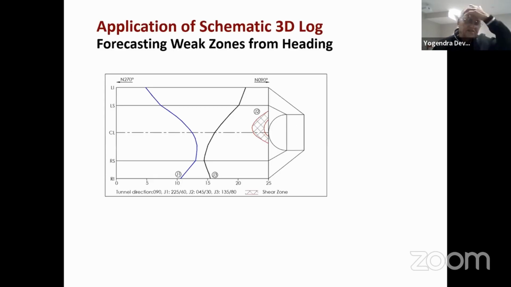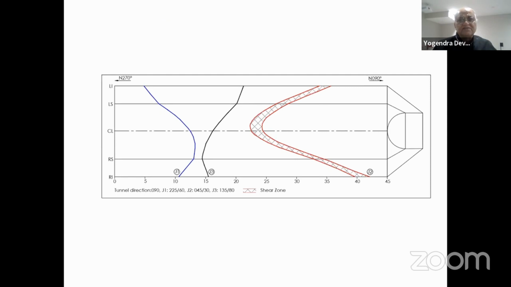In the construction, I will give you an example: you can forecast weak zones from the heading. Like this is a tunnel, and you are at this heading at this place. You intersect a weak zone here, and using the app, you can find out how this weak zone is going to develop in the tunnel.